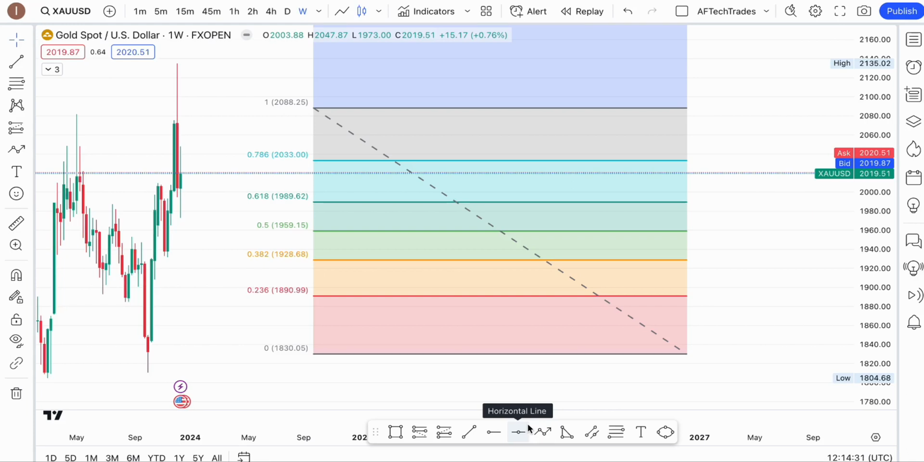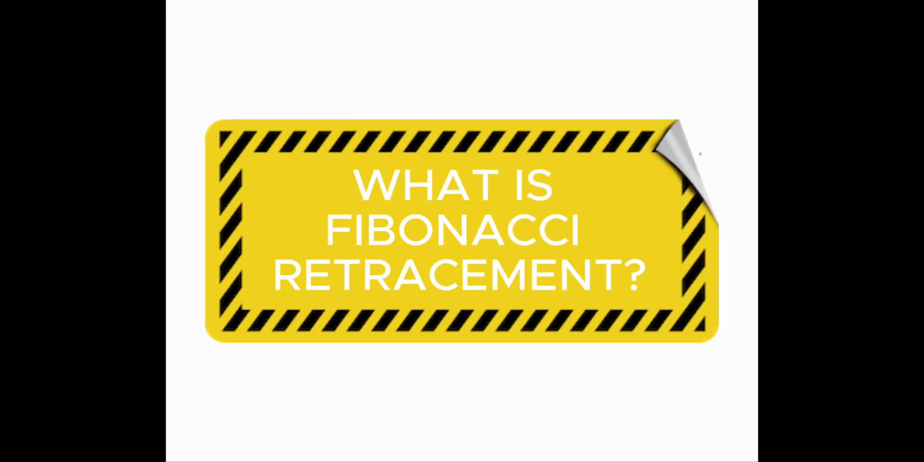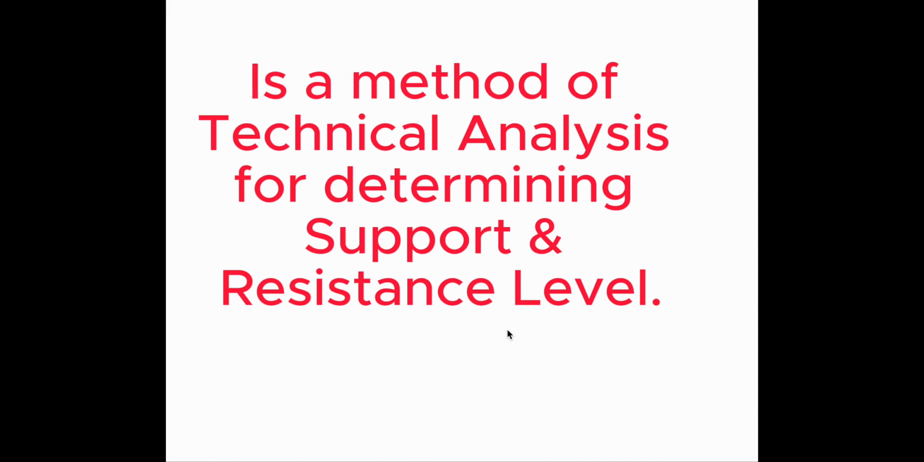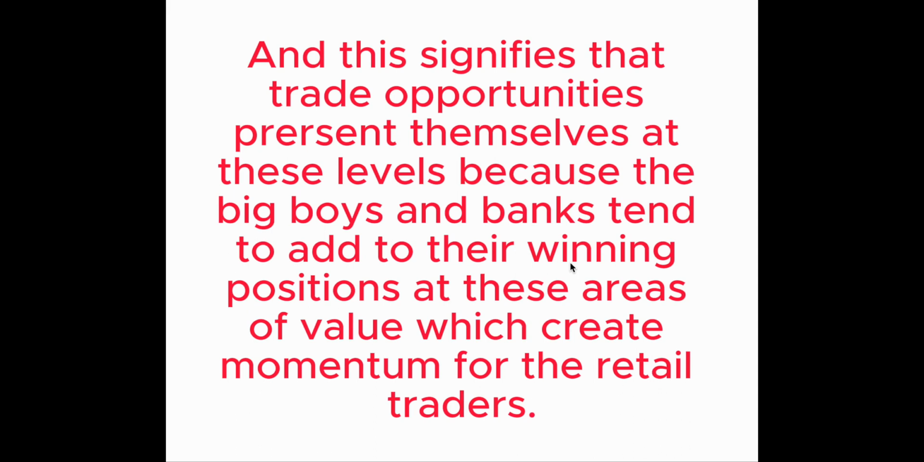In today's lesson, we'll be talking about the easiest way to use the Fibonacci retracement tool. Now, the question is, what is Fibonacci retracement? Fibonacci retracement is a method of technical analysis for determining support and resistance levels. It finds that trade opportunities present themselves at these levels because the big boys, the big banks, tend to add to their winning positions at these areas of value, which creates momentum for the retail traders.